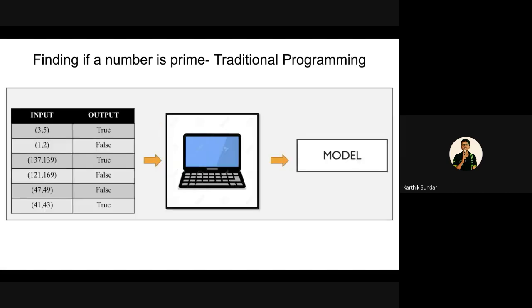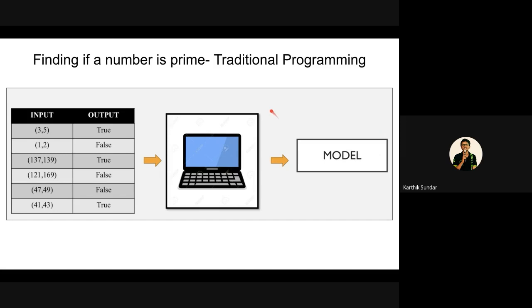But what machine learning does is it generates, like a pair of numbers, whether it is prime. It's not like you code it: you have data, you have an output, and you feed it to the computer, and it figures out the pattern of the model. So that's how this works.